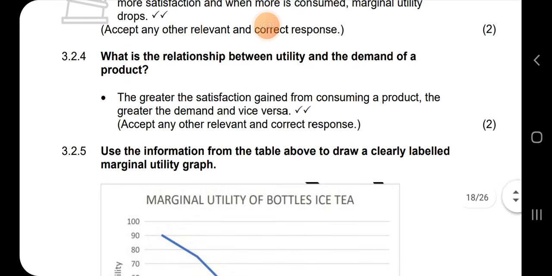And then 3.2.4 says, what is the relationship between utility and the demand of a product? The greater the satisfaction gained from consuming a product, the greater the demand, and vice versa. So that is the relationship between utility and demand. When I'm getting satisfaction from a certain product, the more I will buy. So demand will go high.